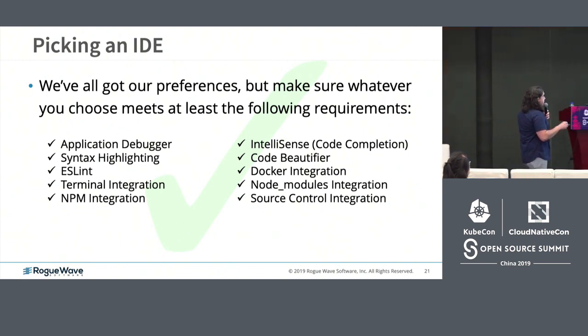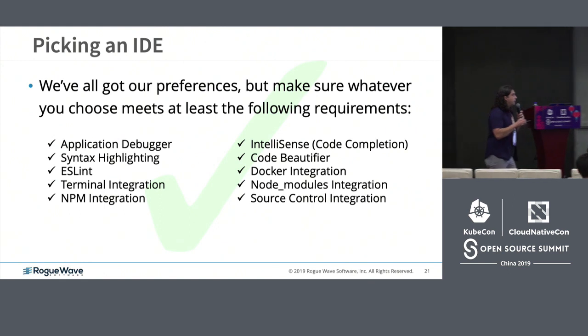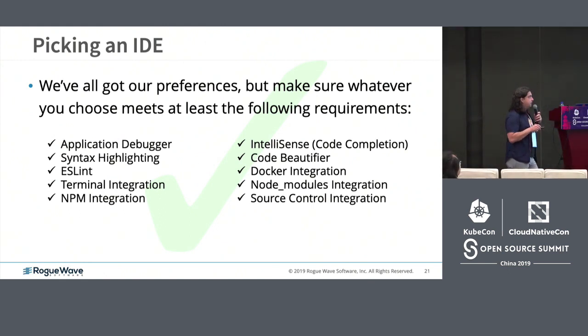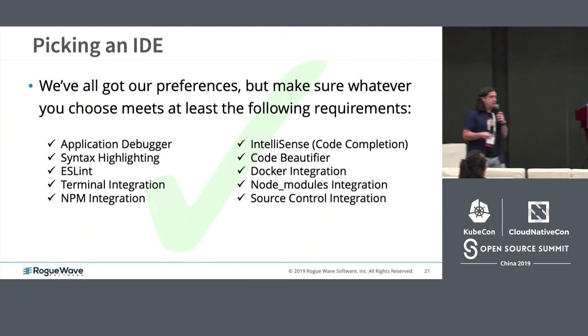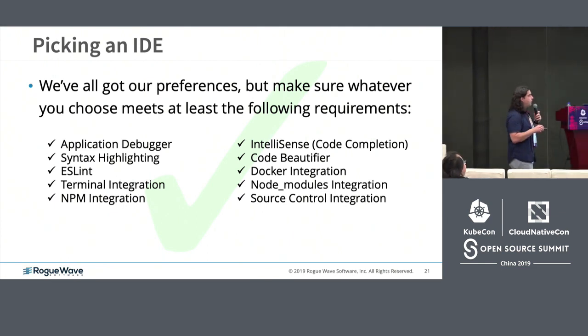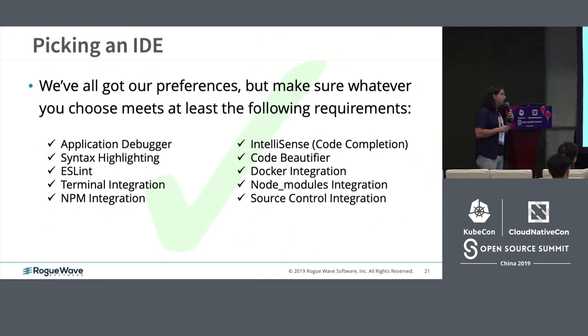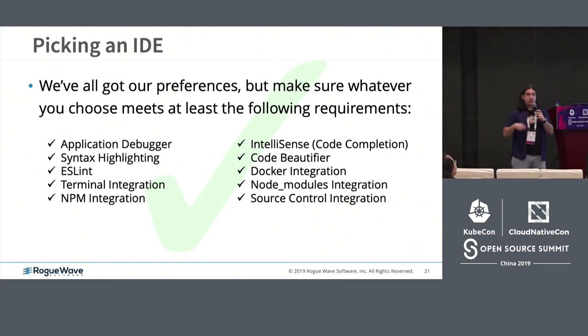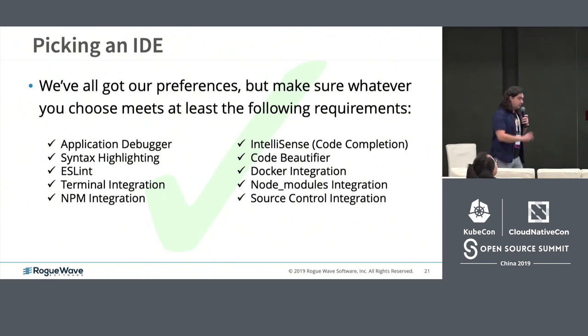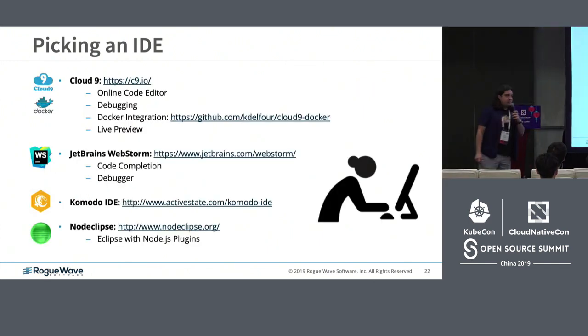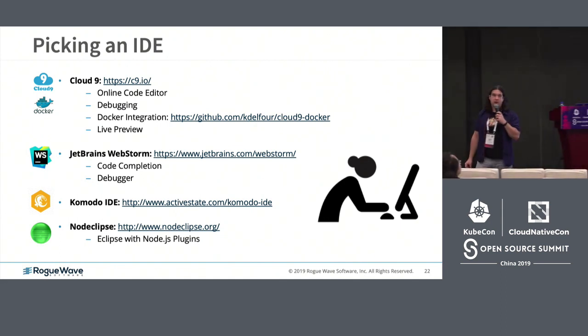We want terminal integration. We want NPM integration. We want code completion with IntelliSense. We want a beautifier. We do want Docker integration these days. It's just a lot easier to get started with Docker. We want Node modules integration, which we'll look at in a minute. And we want our source control integration. Hopefully we're using Git or something like that, and we're not just saving our program in a zip or something. But you do have some other options when you want to look at an IDE.